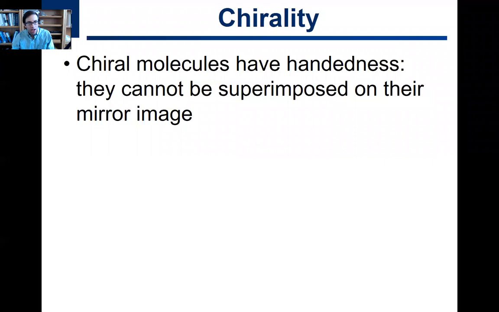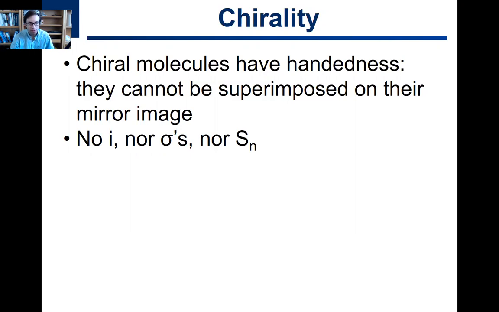And so you may remember from probably your organic chemistry course that chiral molecules have handedness. That means just like your left and right hands, they cannot be superimposed on their mirror images. Rigorously, what this means from a point group standpoint is that you don't have any inversions, you don't have any mirror planes, and you don't have SNs.